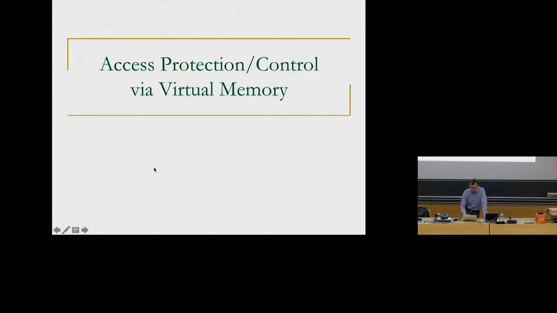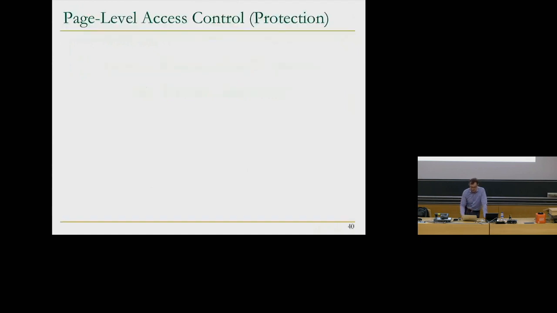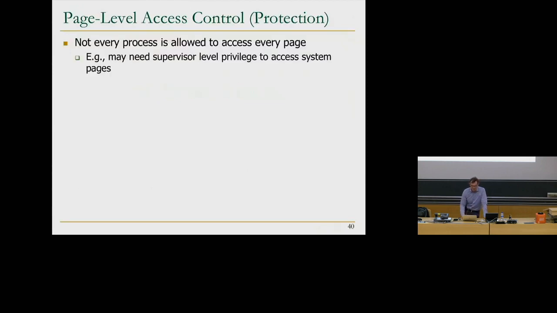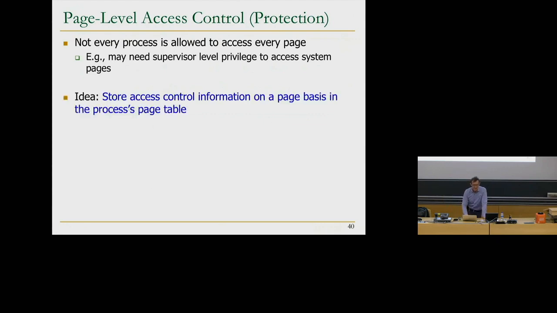So let's take a look at that, basically. Access protection, access control via virtual memory. I'm going to give you, again, a high-level overview. There's a lot of detail here. So virtual memory enables page-level access protection, basically. Not every process is allowed to access every page, clearly. For example, you may need supervisor-level privilege to access system pages. But to be able to communicate between the system and processes, you may actually want to have read privilege to some of those pages. So the basic idea is very simple.